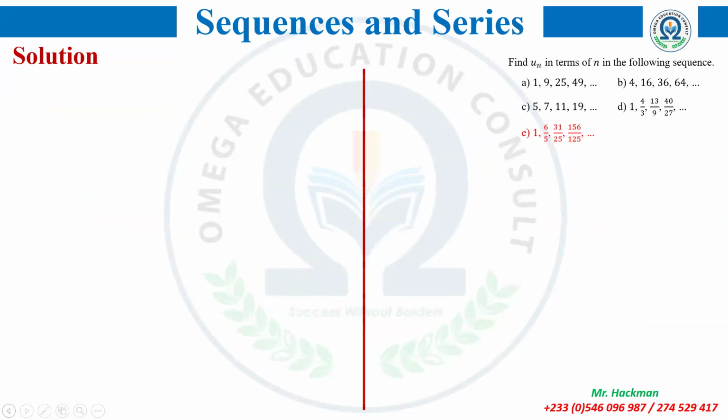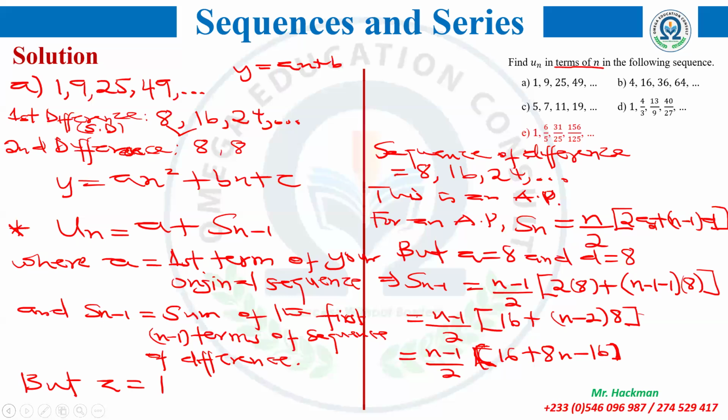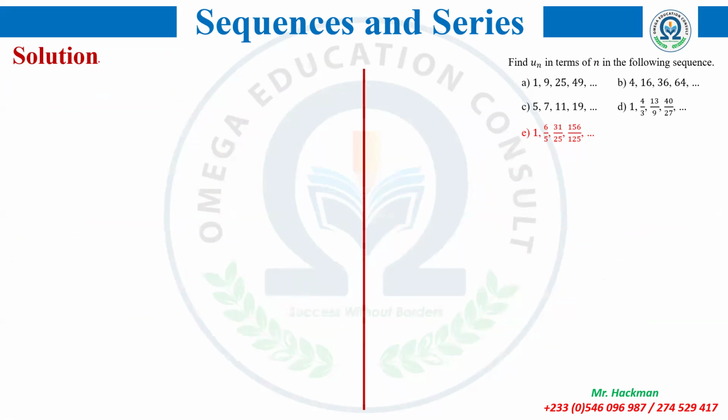Let me see if I can rely on what we have here. So n minus 1, you know that this minus 16 and the 16 here will go. So I'll get n minus 1 over 2 in bracket 8n. Do you agree? Okay, so that's what I'm going to equally write. I know I'm looking for S sub n minus 1, and that will be equal to n minus 1 over 2, then times 8n. Okay, so that's what we have.